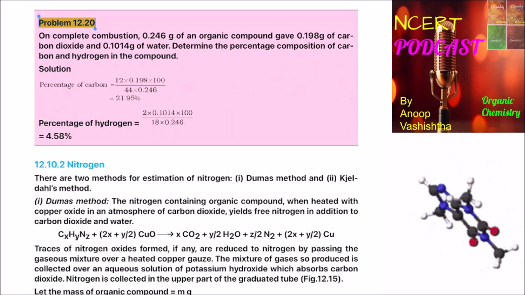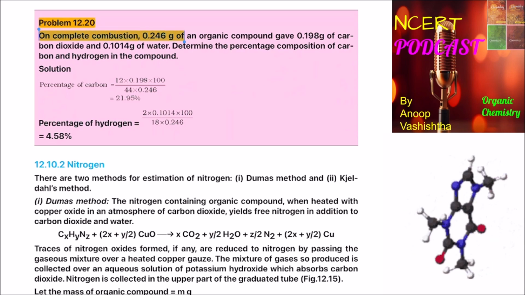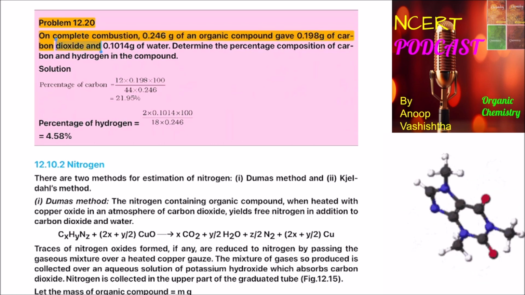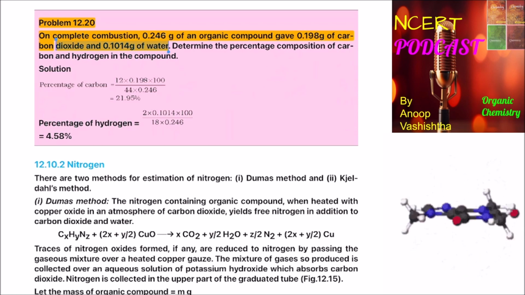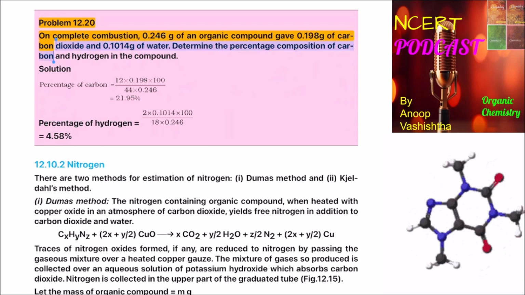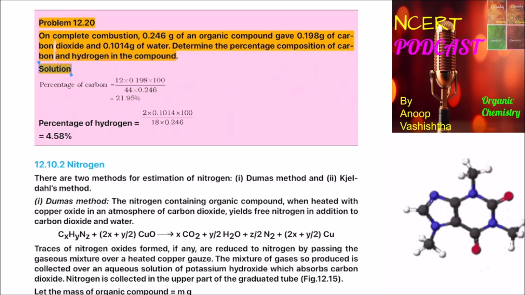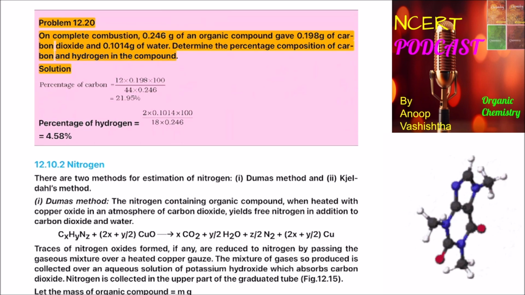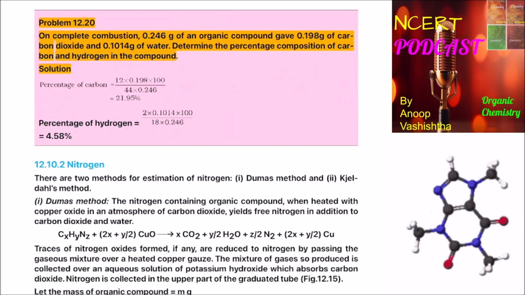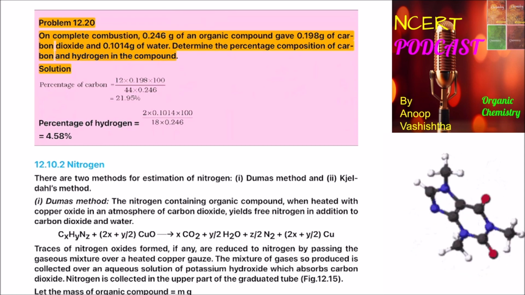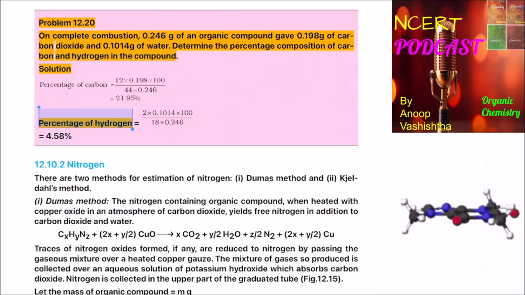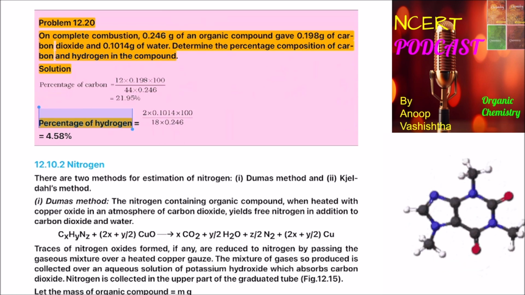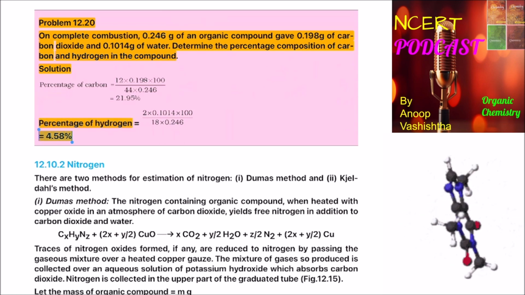Problem 12.20. On complete combustion, 0.246 gram of an organic compound gave 0.198 gram of carbon dioxide and 0.1014 gram of water. Determine the percentage composition of carbon and hydrogen in the compound. Solution. Percentage of carbon is 12 into 0.198 into 100 divided by 44 into 0.246, which is equal to 21.95%. Percentage of hydrogen is 2 into 0.1014 into 100 divided by 18 into 0.246, which is equal to 4.58%.